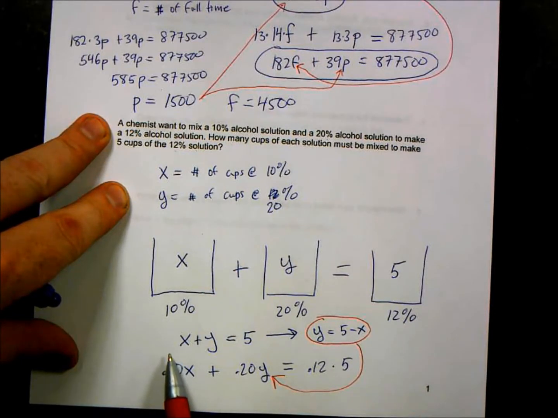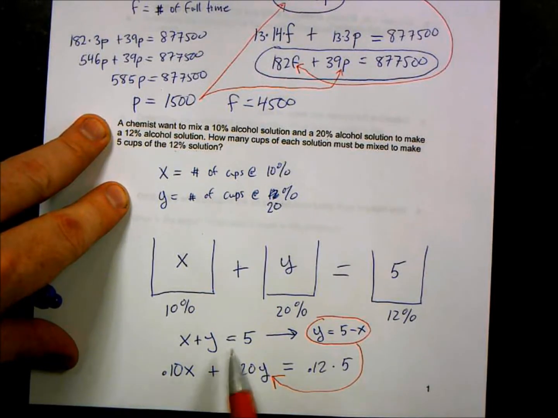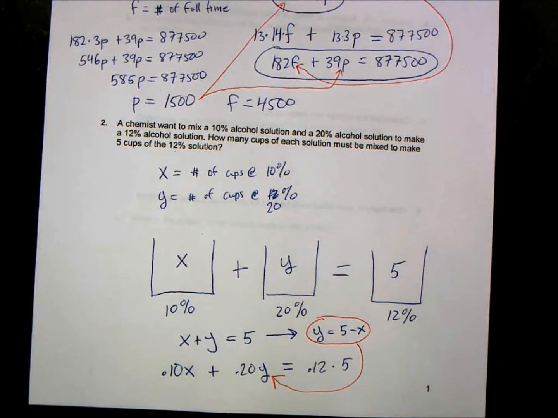Multiply the top equation by negative 0.10, and then the x's would cancel out. Or you could multiply it by negative 0.20, and the y's would cancel out. I gotta see that. You want to see that? Well, we'll do substitution first, and then we'll go back and do elimination, since I already started.